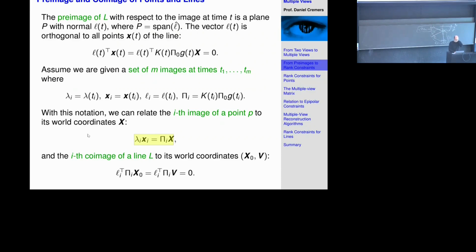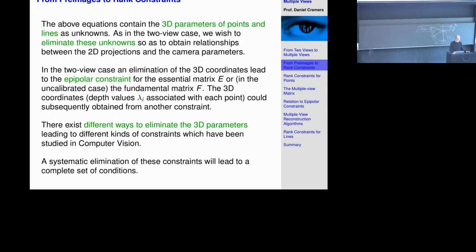And for the line, it's similar. So this is for a point observation, but for a line, I have the same. And in that case, I have two constraints, two equations, one for the base vector and one for the offset vector. And so these constraint equations contain the 3D parameters of points and lines as unknowns.